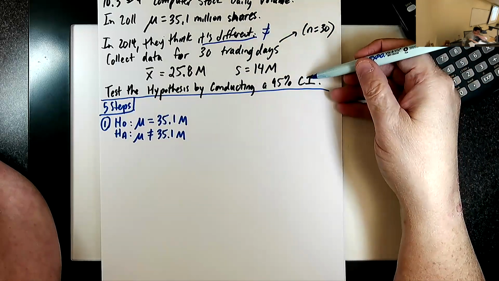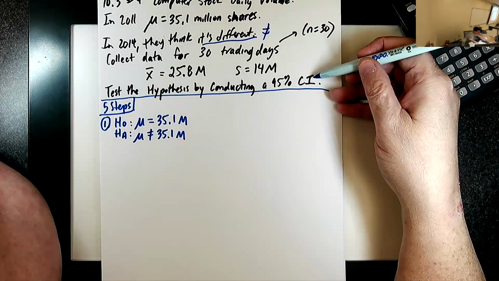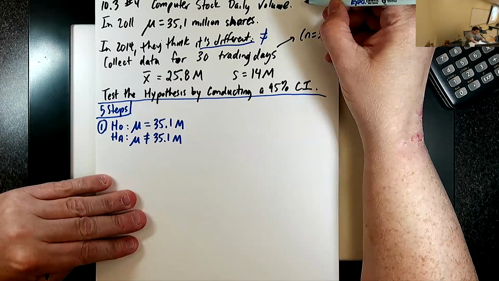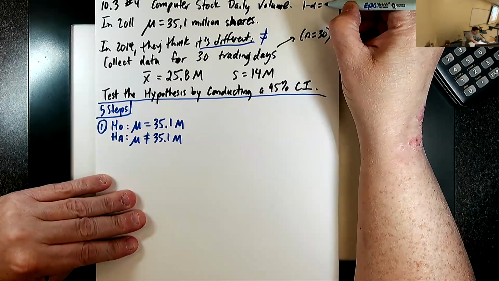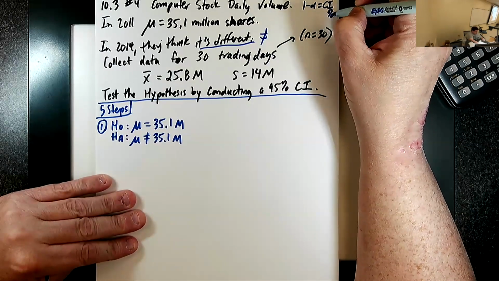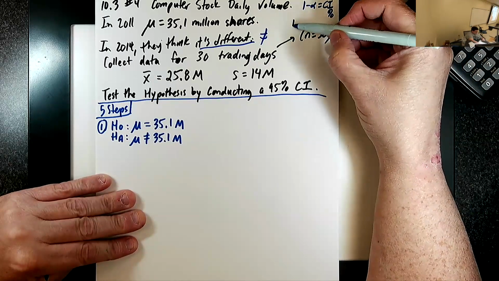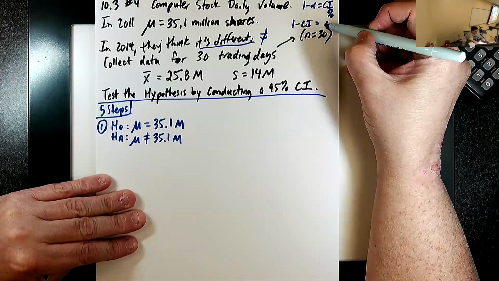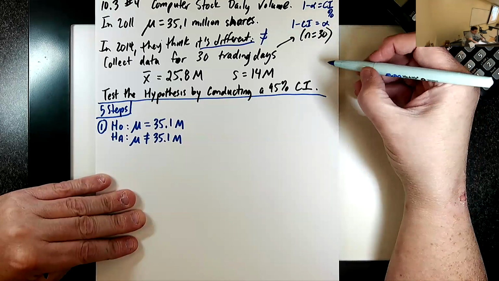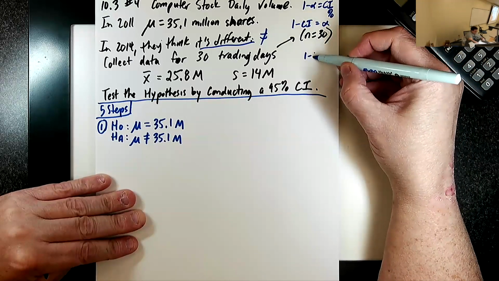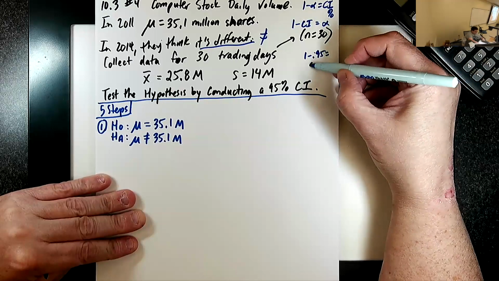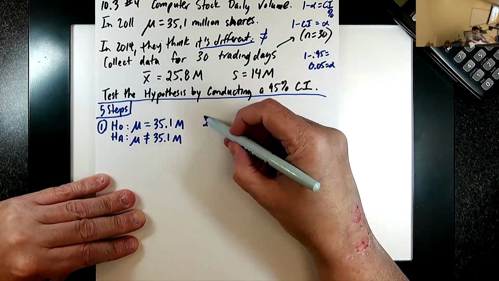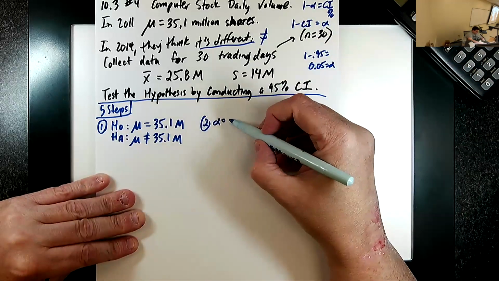They gave us a confidence interval. They didn't give us alpha though, but we can work with that. 1 minus the alpha turns into the CI percent. We do a little bit of algebra. We can do 1 minus the CI as a decimal equals alpha. So 1 minus 0.95 is 0.05, and that will be our alpha. That's step 2. Alpha equals 0.05.